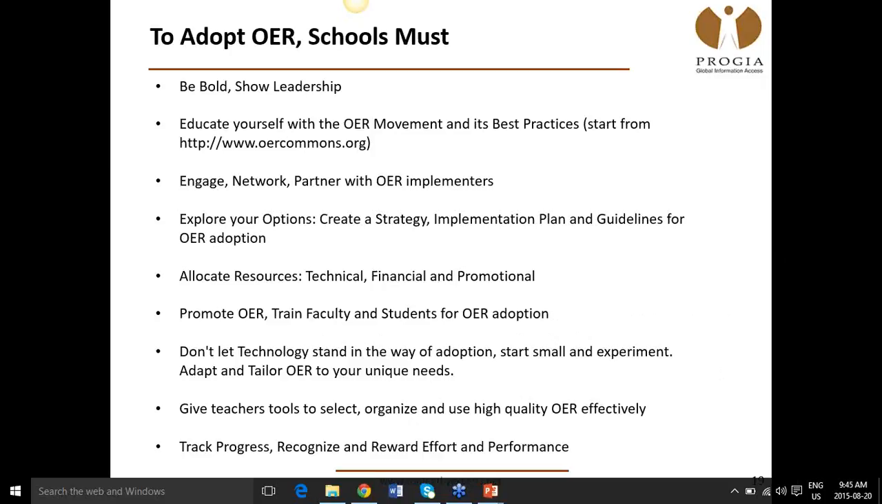Now, how do you promote? For that, you need to promote open education resources not only to the students, but to the faculty, right? And do not let the technology be a hindrance in OER adoption. Start with a small part, learn from that, and then go to a larger scale. Incentivize those teachers who are coming forward on the use of open education resources, so that they are motivated enough that okay, my efforts are worth putting in, and I am getting proper recognition for it. Next slide, please.